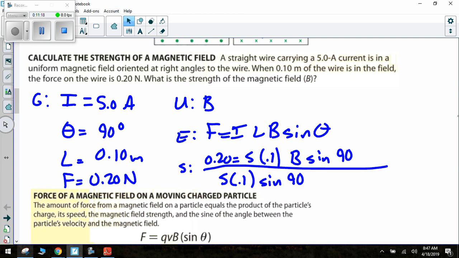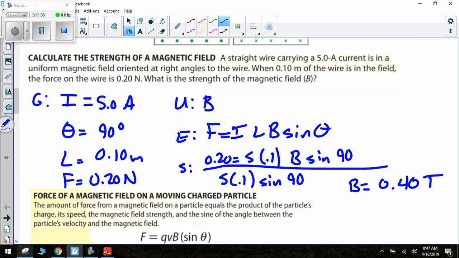So we got B is equal to 0.4. How many sig figs do I have? 2 sig figs. So do I have 2 sig figs in my answer? No. So it needs to be 0.4. What's the unit for magnetic field? Capital T for Teslas. All right.